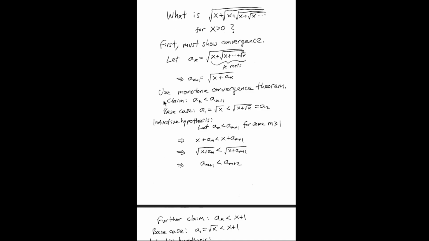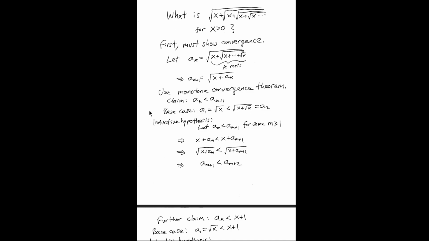So first we claim that a sub k is less than a sub k plus 1. In other words, we're going to show our sequence is increasing. Well, our base case, we can say a1, which equals the square root of x. Clearly that's less than the square root of x plus the square root of x, which equals a2. So in other words, a1 is less than a2, and that completes our base case.